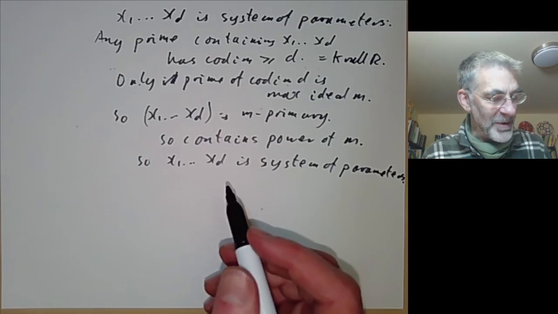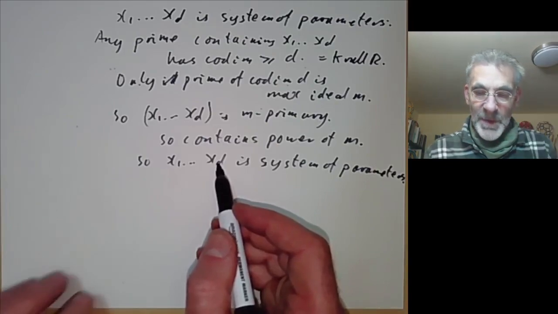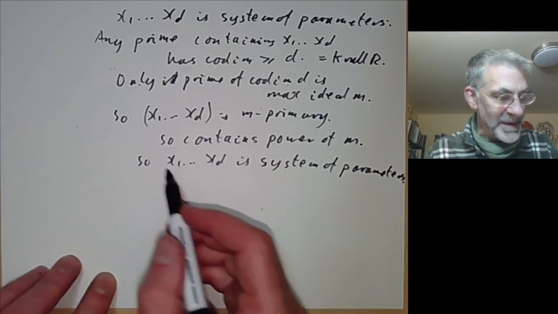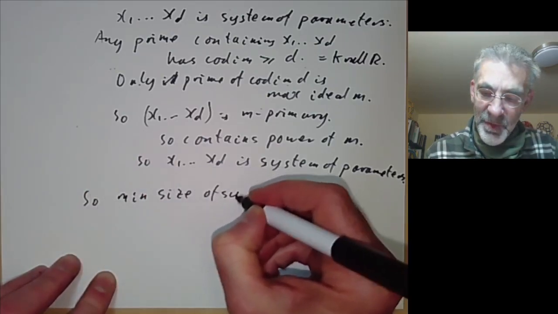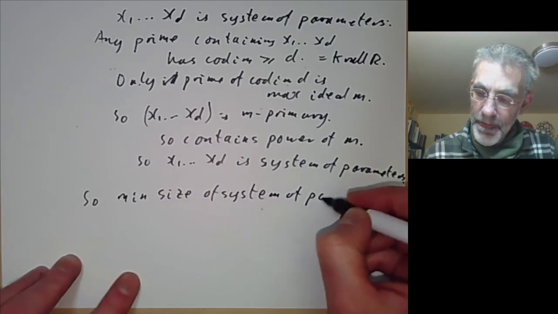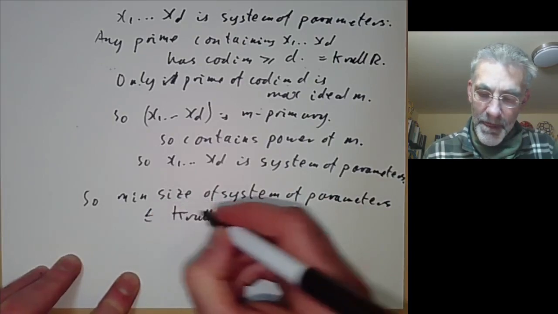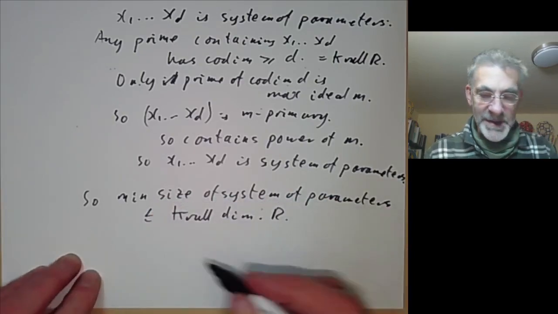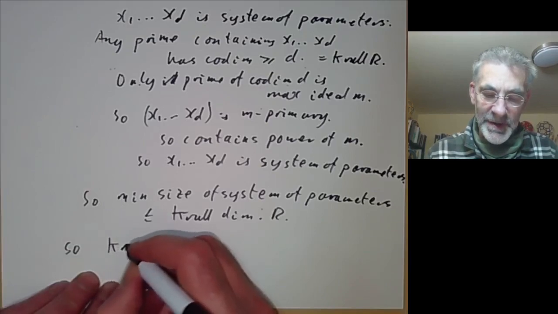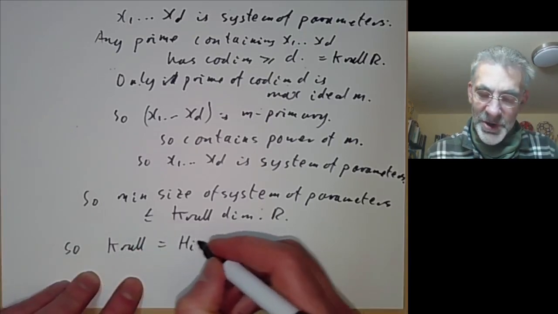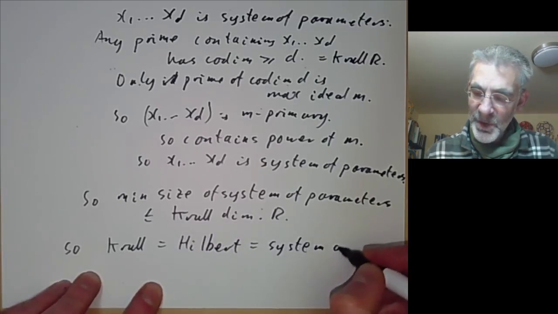So what we've shown is that if d is the Krull dimension, then we can find a system of parameters of size d. So the minimal size of a system of parameters is less than or equal to the Krull dimension of a local ring R. So putting this together with the two results we had in the two earlier lectures, we see that the Krull dimension is equal to the dimension defined using Hilbert polynomials, which is equal to the dimension defined using a system of parameters.